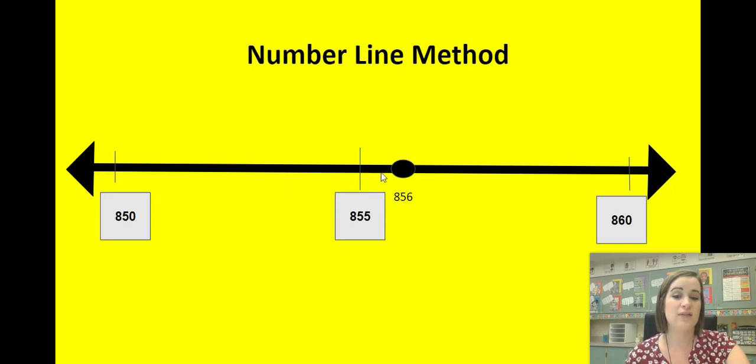So if the point is on the right of the halfway point, it's going to be closer to the larger number. But if it's on the left side of that halfway point, it's going to round down to the lesser number. So since it's on the right-hand side of the halfway point, it's closer to the greater number. So it's going to round up to 860. So if we were rounding the number 856, we would say it would round up to 860. We don't put the and in there.